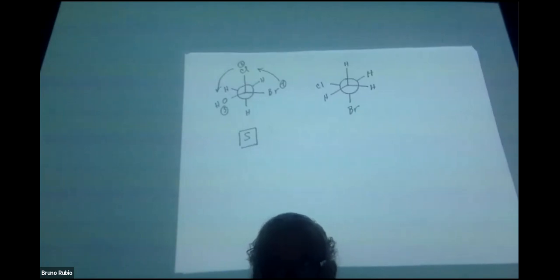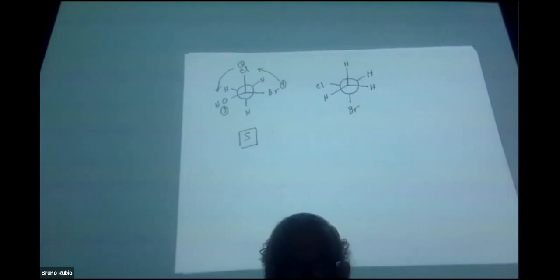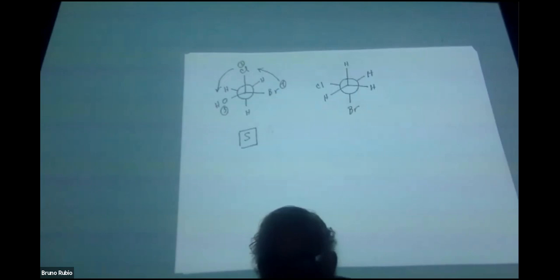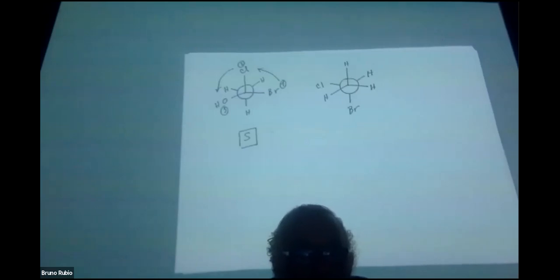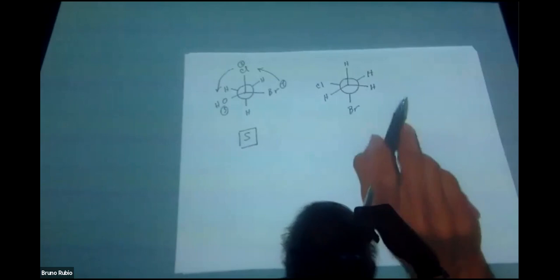Okay, so now tell me about that chirality center. That's the carbon in the back. What is its chirality? Is it R or is it S? Okay, so I'm getting the R absolute configuration.